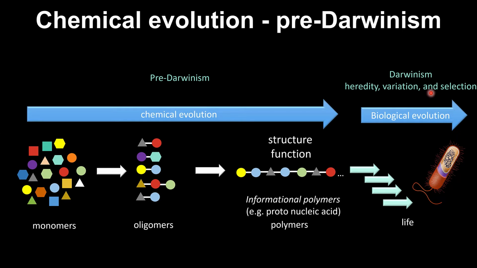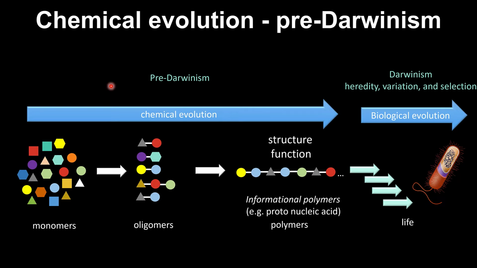So we needed informational polymers such as nucleic acids, but what happened before that? If this is Darwinism in biology, we must have had a pre-Darwinism, a chemical evolution that led to the first informational polymers. And the question is, how do we look at chemical evolution? Most of the history is now gone, and we only see the end results.